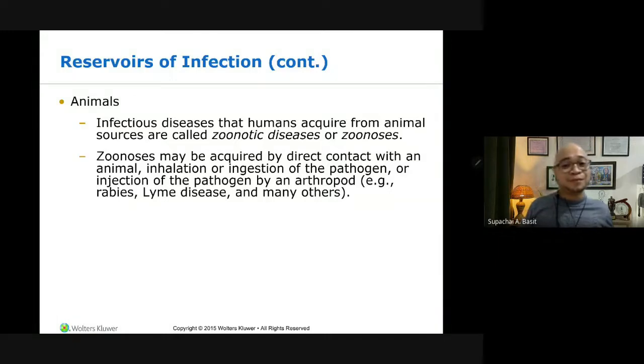Let's say, for example, you were bitten by ticks, and ticks carry the bacteria that cause Lyme disease. Or you were bitten by an animal that is already rabid, so you can get rabies. Any infectious disease that you acquire from animal sources, we call zoonosis or zoonotic disease. So monkeypox is an example of zoonosis.